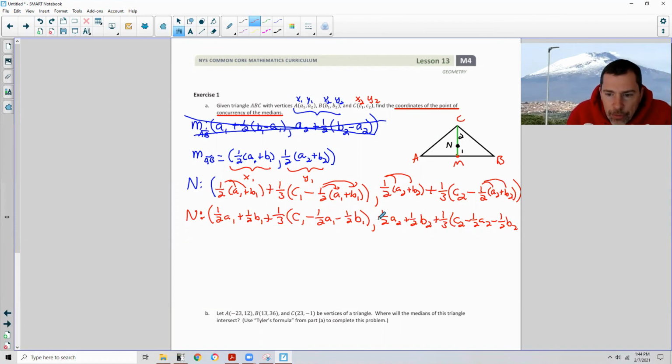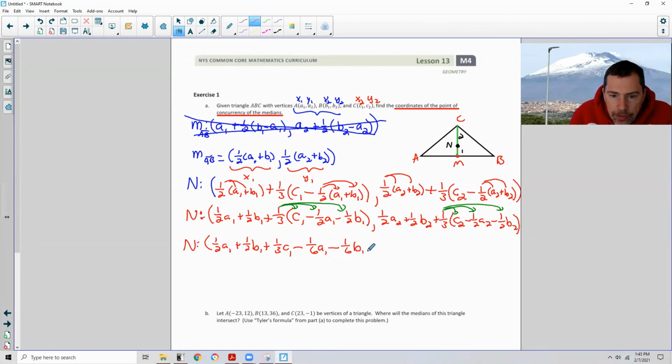Okay. All right. So now that we've done that, we now have to just do one more thing. Distribute the 1/3 here and distribute the 1/3 here. And we are done. So n is now going to become 1/2 A sub 1 plus 1/2 B sub 1 plus 1/3 C sub 1 minus, positive times a negative is negative, 1/3 times 1/2 is 1/6 A sub 1. Positive times a negative is negative. 1/3 times 1/2 is 1/6 B sub 1, comma, 1/2 A sub 2 plus 1/2 B sub 2 plus, and now the distribution, 1/3 C sub 2.